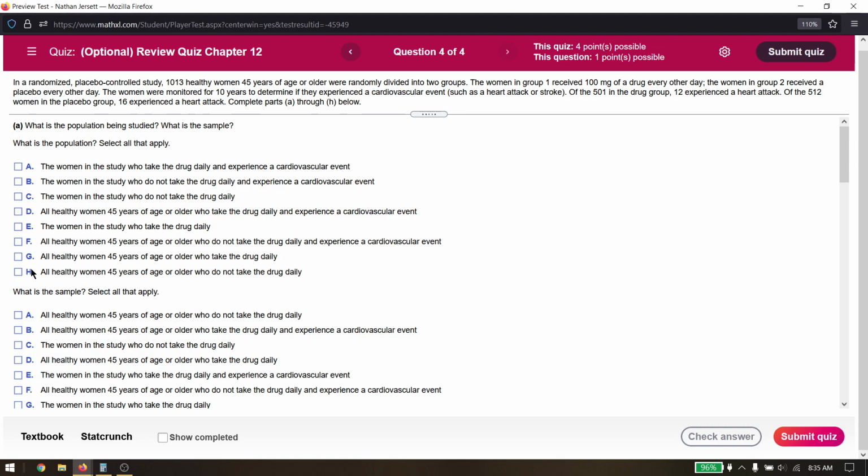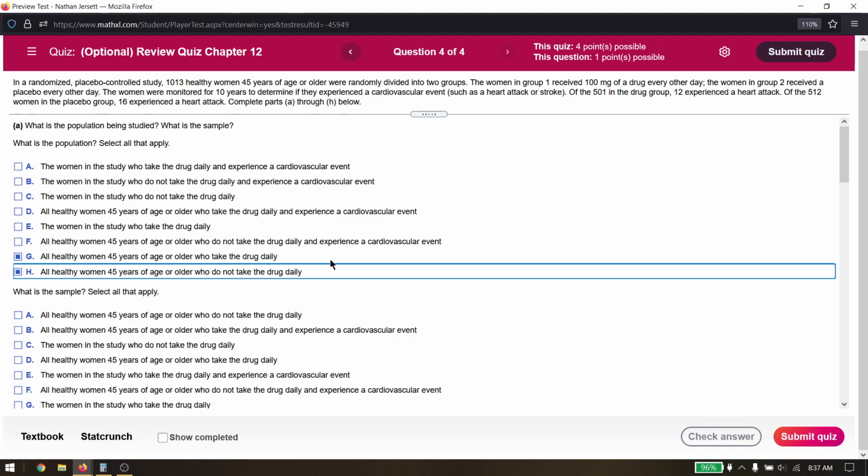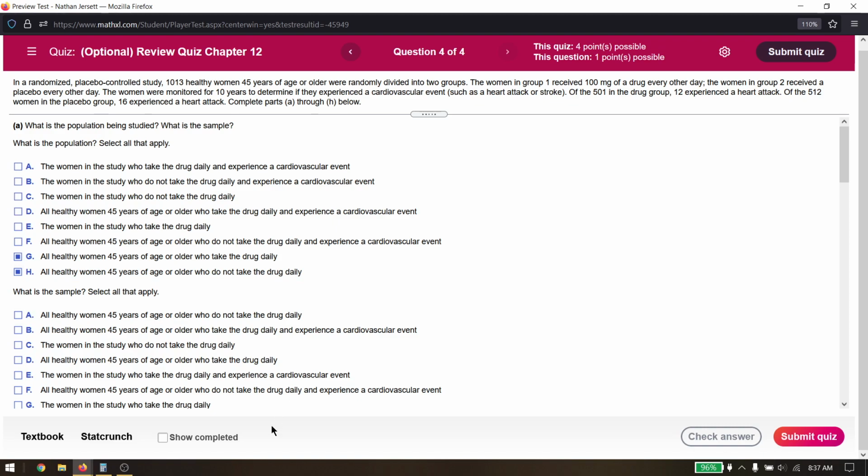Okay, so what is the population? Population is the general population. This right here is a sample, not the general. So population is going to be women 45 years of age or older. It doesn't matter if they take the drug, because the drug isn't a part of the population, I don't believe. It has ones that do and ones that don't. It should just be all of them that are living at the time.